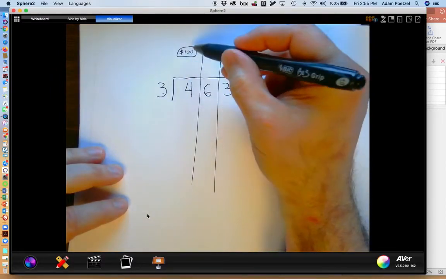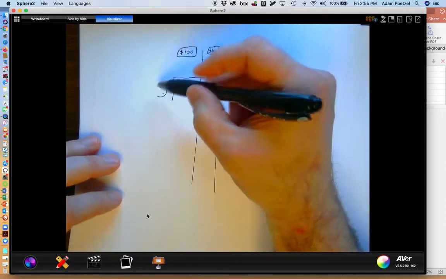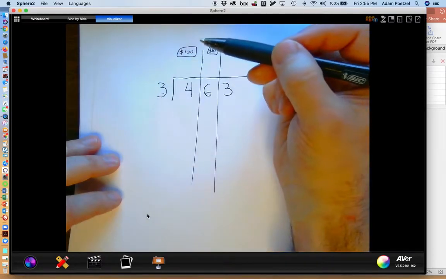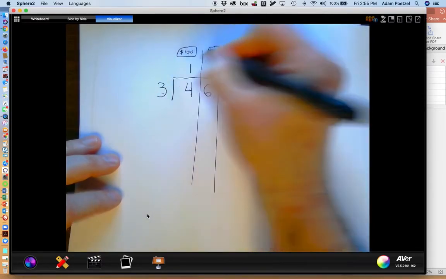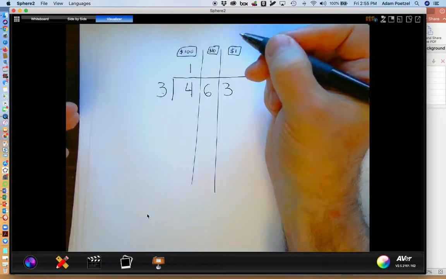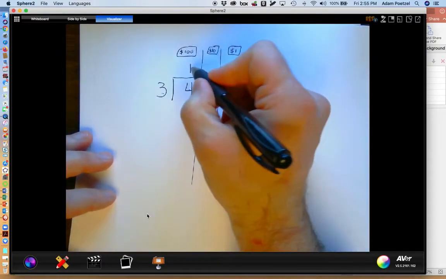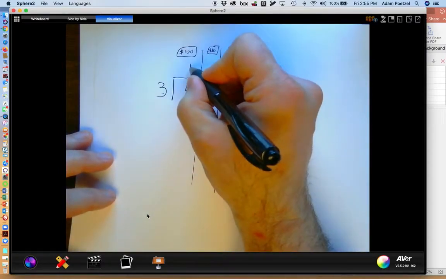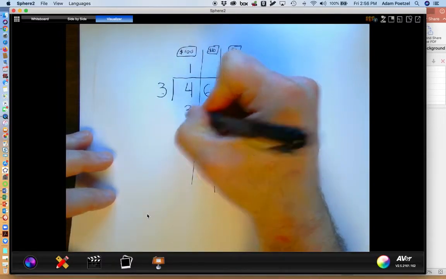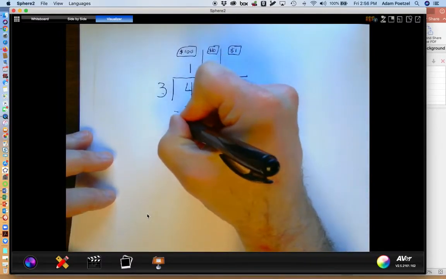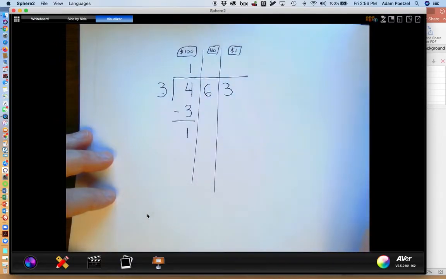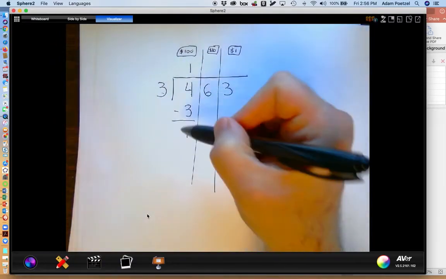I have 4 $100 bills, right? How many could each of the 3 friends get? Well, each friend could get a $100 bill, right? Okay, then second question is, well, how many did you just give away? Well, I just gave away 1 times 3, 3 $100 bills. How many $100 bills are left? Well, 1. Great, so that's where we start.